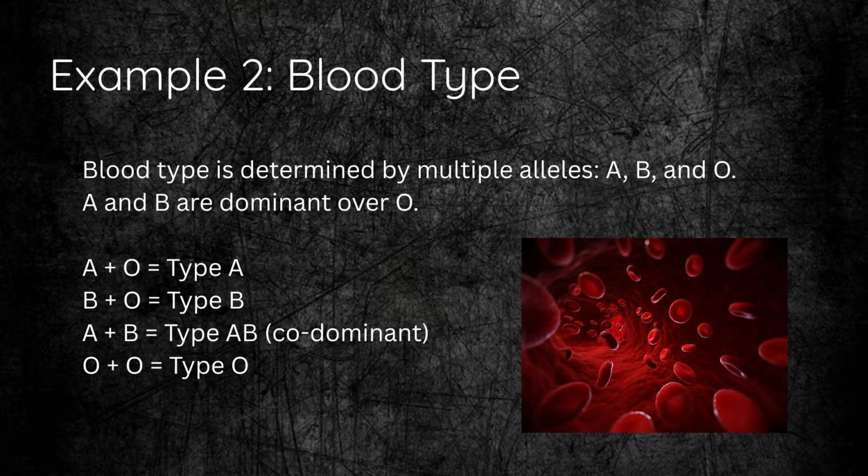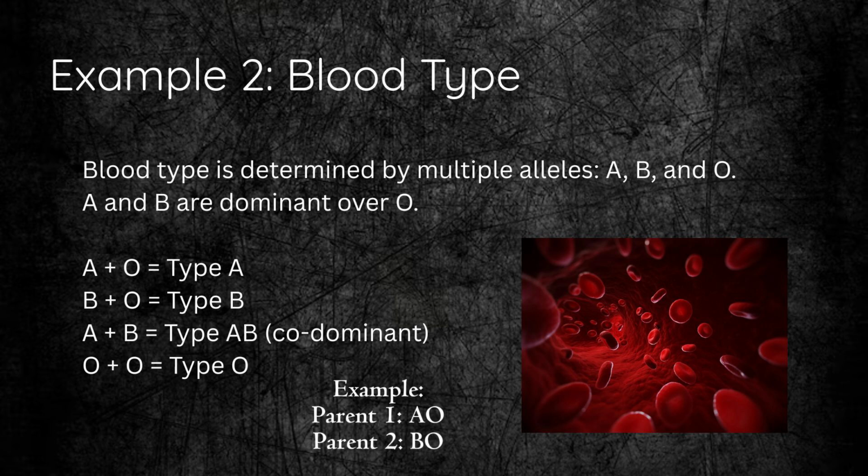So, heto yung equivalence nila. A plus O is equal to type A, B plus O is equal to type B, A plus B is equal to type AB, codominant. O plus O is equal to, of course, type O. So, yung example naman natin is si parent 1 ay type A, which is AO, and si parent 2 is type B, which is BO.